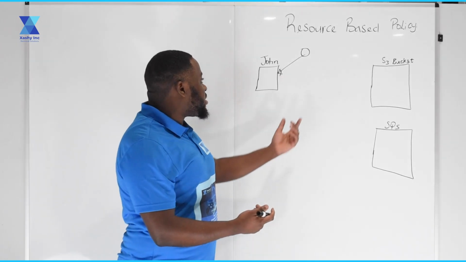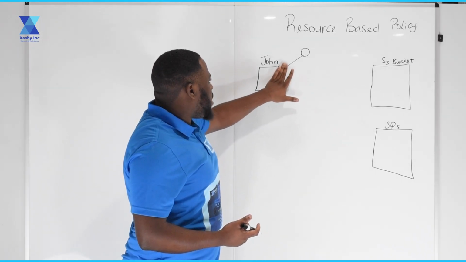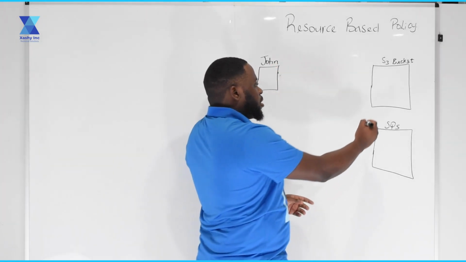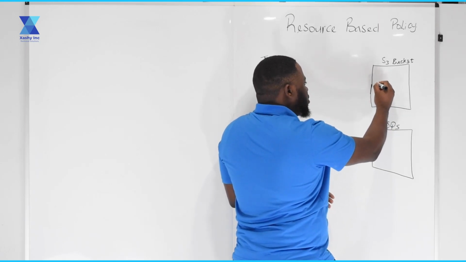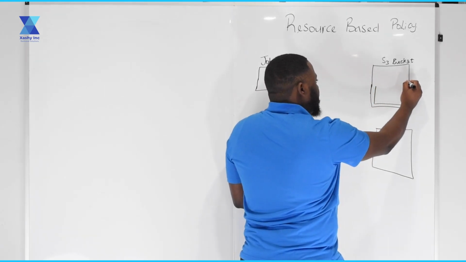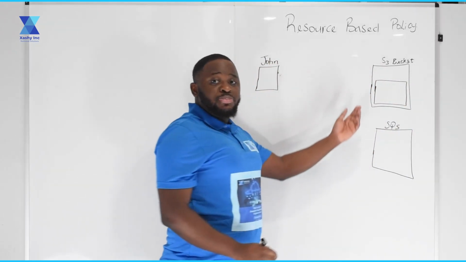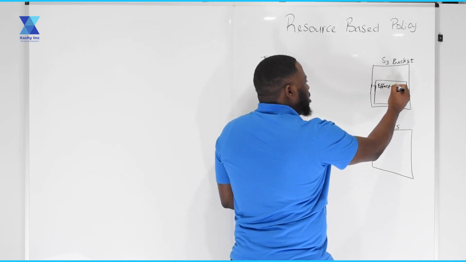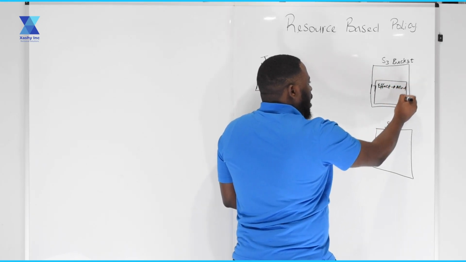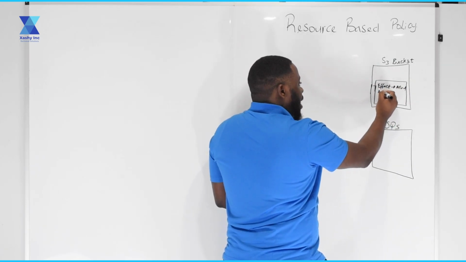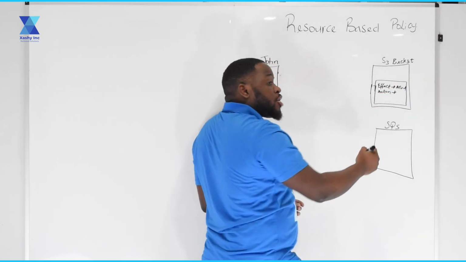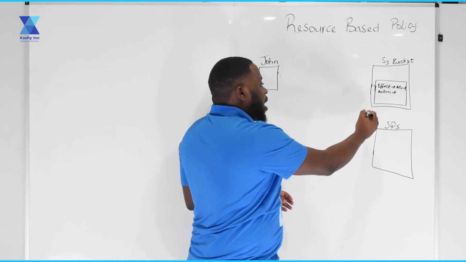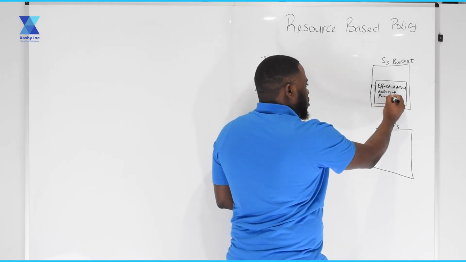So let's say, for example, in this scenario, there is no identity-based policy attached to the user called John. Now, what you could do is simply have a resource-based policy attached to this S3 bucket, and this resource-based policy is going to have an effect, which would be an allow, and it could have an action, which could be the API calls that the identity or the principal is allowed to perform. And also, you could have the principal.